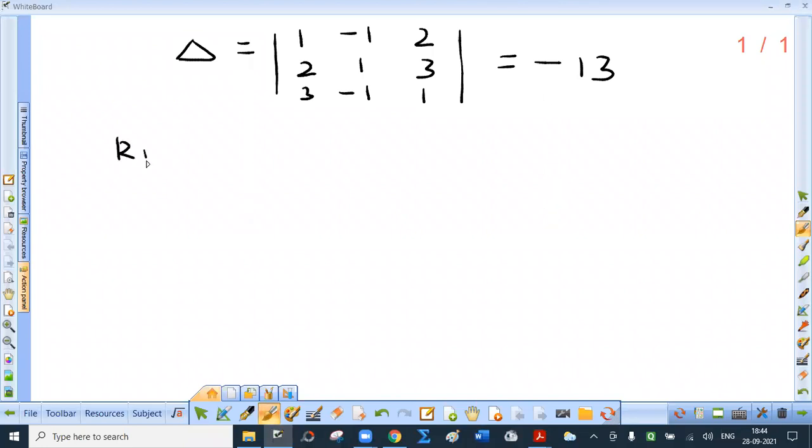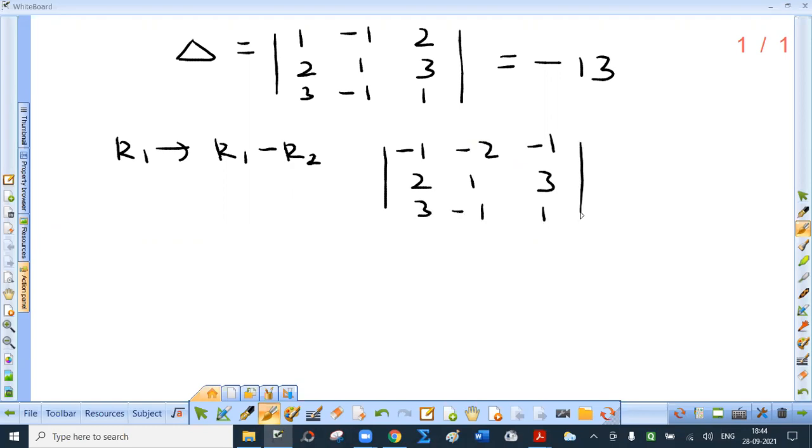Suppose I write R1 changes to R1 minus R2. Can you tell me the row after this change? See, R2, R3 remain as they are. Now, I hope you won't subtract 3 from 1, corresponding element. So, 1 minus 2, that is minus 1. Minus 1, minus 1, that is minus 2. Then 2 minus 3, that is minus 1. 2, 1, 3 as it is. 3 minus 1, 1 as it is. Expected value is minus 13 only.